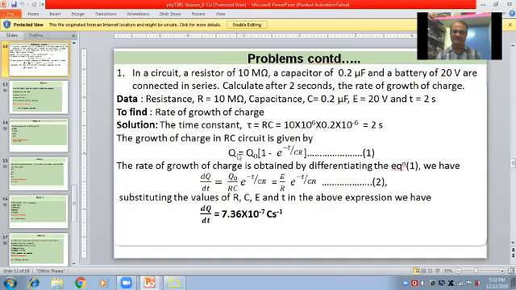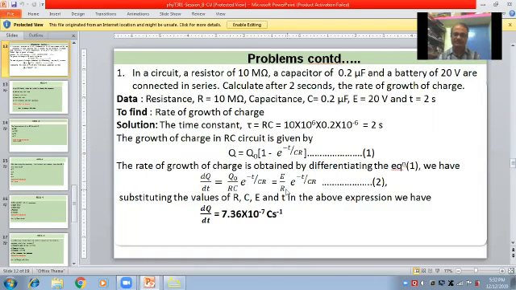Then this is the equation: Q is equal to Q naught into 1 minus e raised to minus t upon CR. And differentiate this equation. This becomes dq by dt is equal to Q naught divided by RC into e to the power minus t upon CR, because Q naught into 1 is Q naught and differentiation of this Q naught is 0. The first term is 0. Only the second term remains.